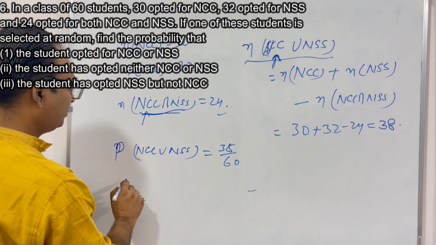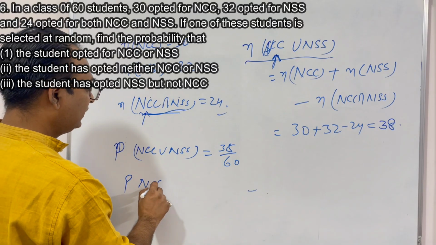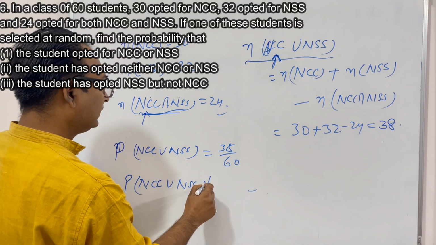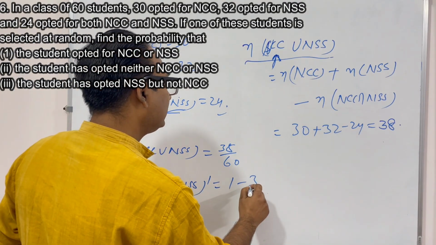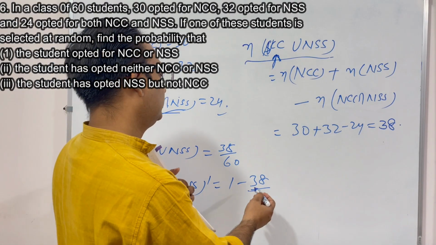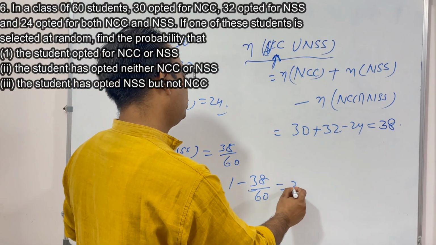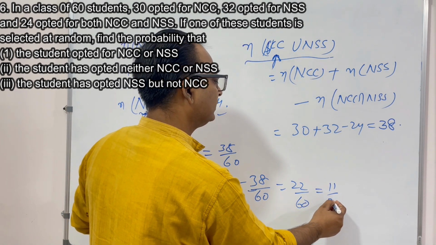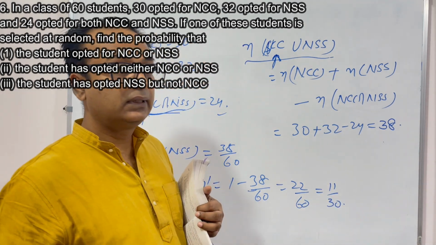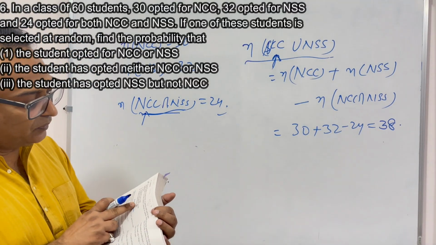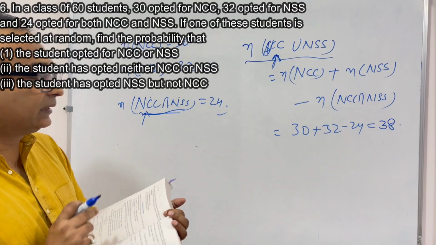So the probability that they are not in any organization will be 1 minus 38 by 60. This will be 22 by 60, that is 11 by 30. So this is the second. Third is, the student has opted for NSS but not NCC.